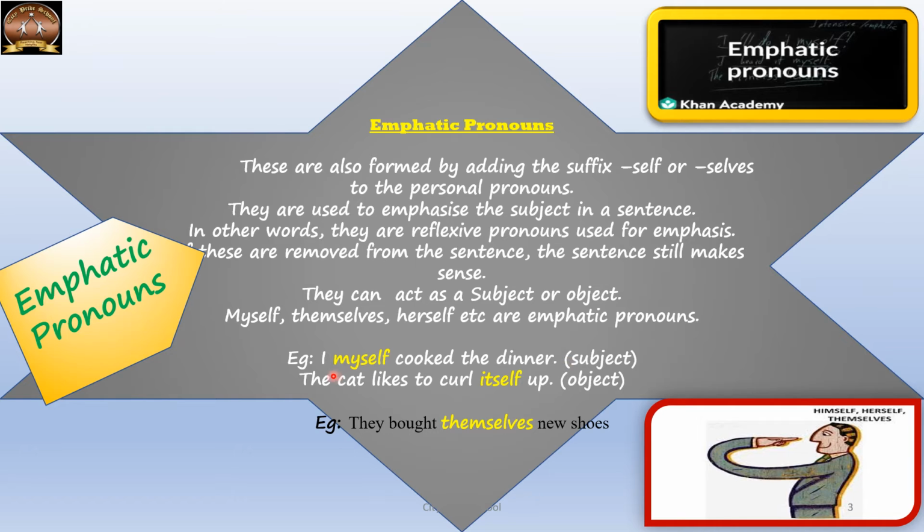It has a meaning. The cat likes to curl itself up. Here, itself is acting as an object, right? So if I remove itself, yet the sentence will make some sense. The cat likes to curl up. Good enough for me to understand.